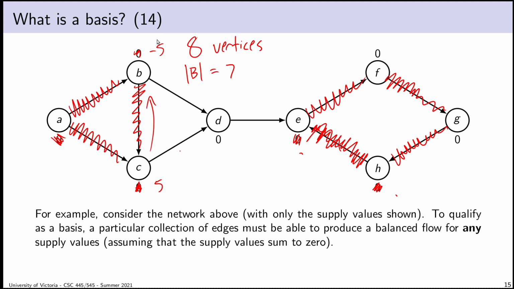But what about this situation? So what if I put on vertex B a supply of 10, and on vertex E a demand of 10? And that's the only flow, and that's the only supply and demand imbalance in the entire graph. Everybody else is stuck at 0. How do I get 10 units of flow from B to E?